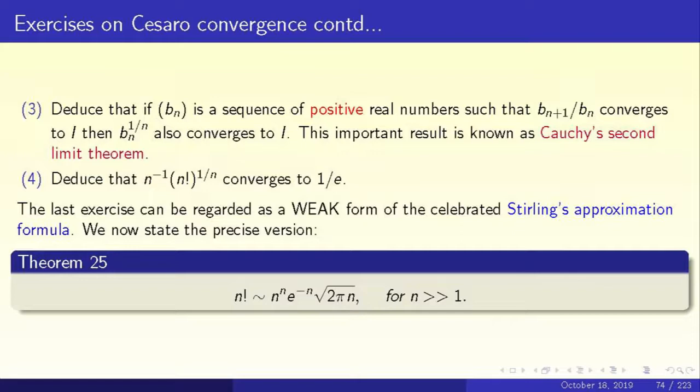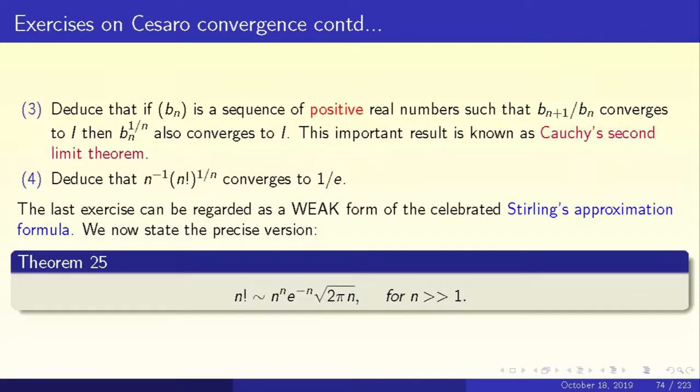N factorial to the power 1 upon n is approximately n upon e, because n factorial to the power 1 upon n goes to 1 upon e. So, n factorial to the power 1 upon n approximately is n upon e. It is very tempting to raise it to the nth power and say that n factorial is approximately n to the power n into e to the power minus n, but that is not true.